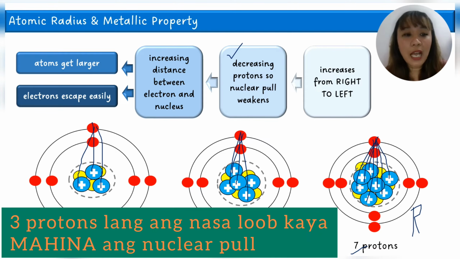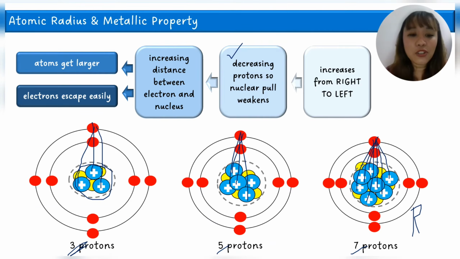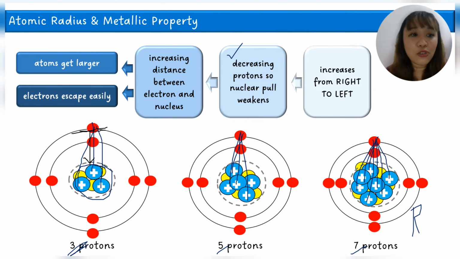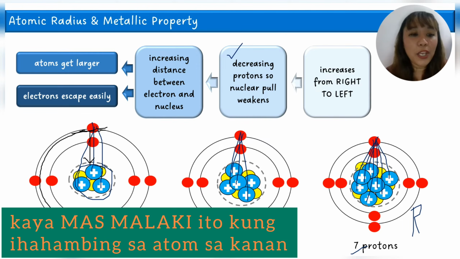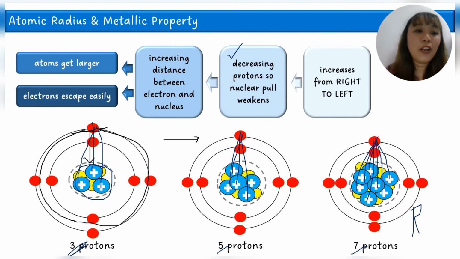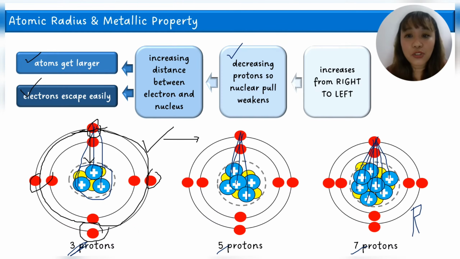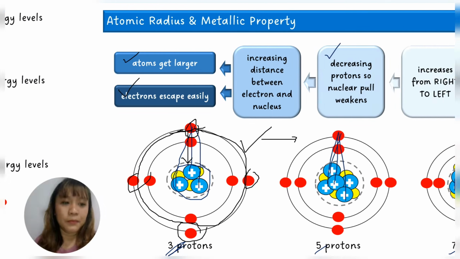Because only 3 protons are pulling, that means there is a lesser nuclear pull. And because of that, this valence electron is far from the nucleus. Because the valence electron is farther, this will make this atom bigger compared to the other atoms to the right side of the periodic table. And of course, because the valence electron is far from its nucleus, it is easier for it to escape, making this specific element more metallic than the other elements to the right side of the periodic table.